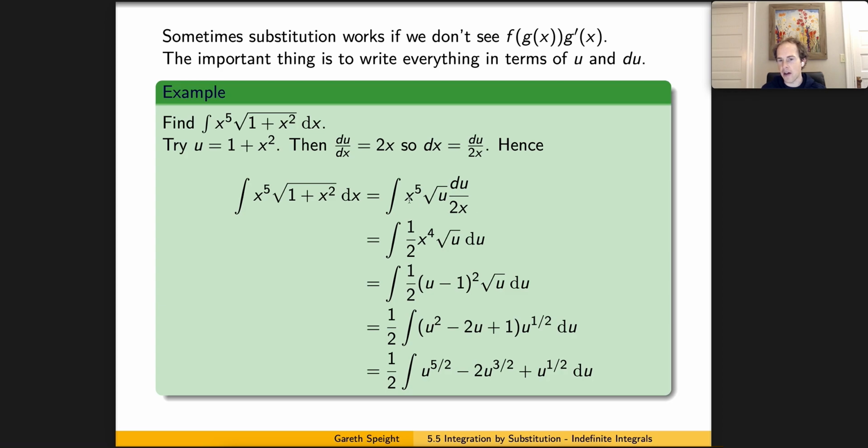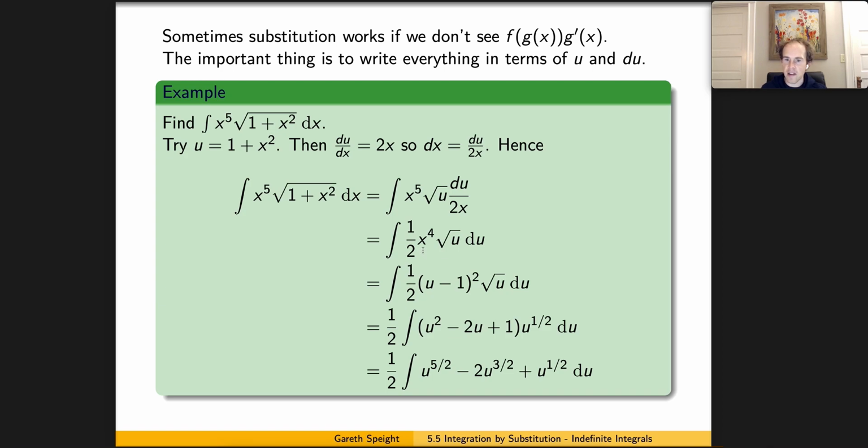can cancel an x. So we're going to have x to the 5 divided by x gives us x to the 4. And then we have a 2 on the bottom, so we're going to have a half. So we end up with the integral of a half x to the 4 square root of u du. And then remember, the important rule we said is that when we do the integration, everything has to be in terms of u and du.